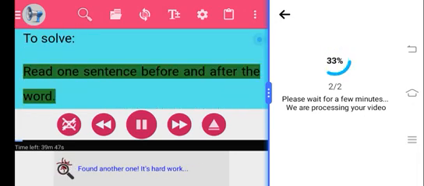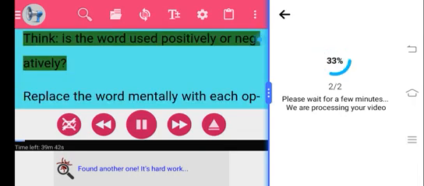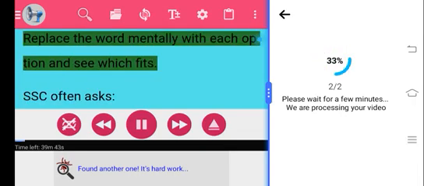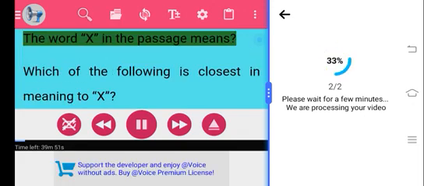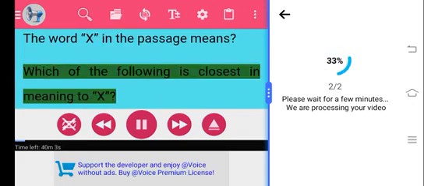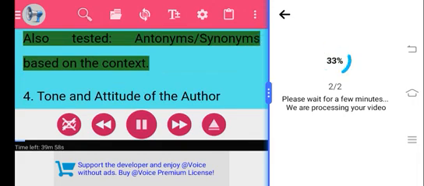To solve: read one sentence before and after the word. Think, is the word used positively or negatively? Replace the word mentally with each option and see which fits. SSC often asks: The word X in the passage means. Which of the following is closest in meaning to X? Also tested, antonyms and synonyms based on the context.